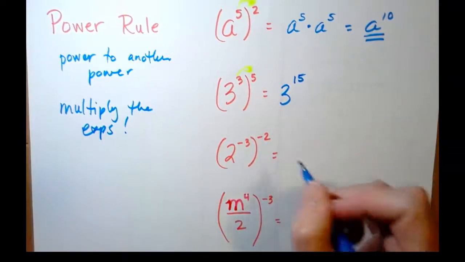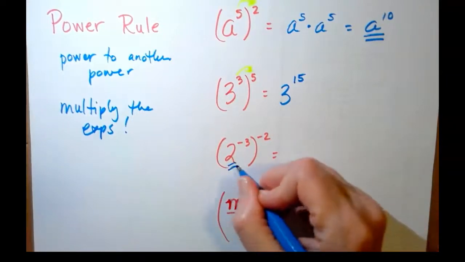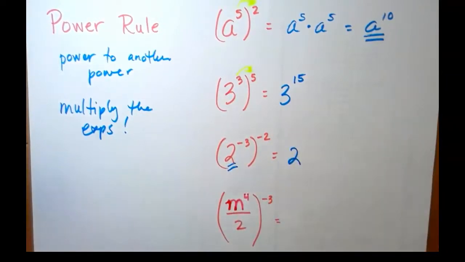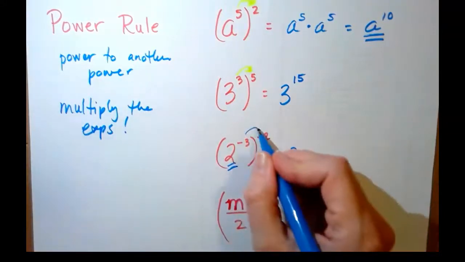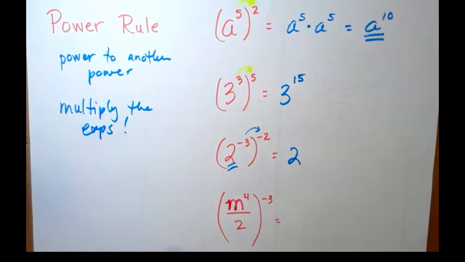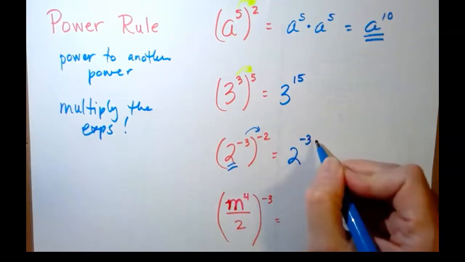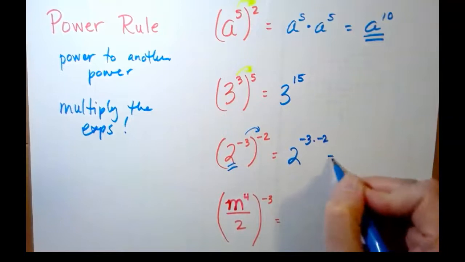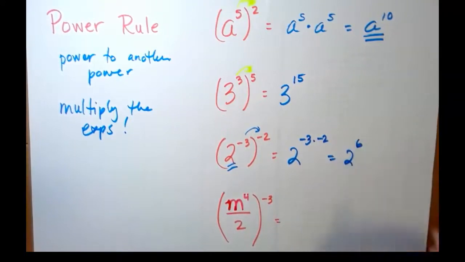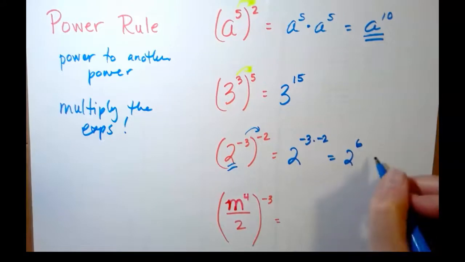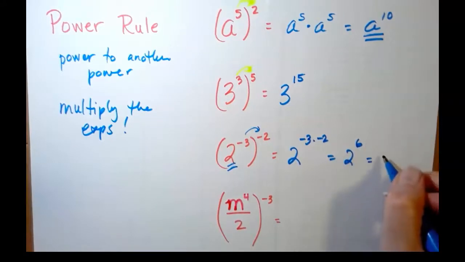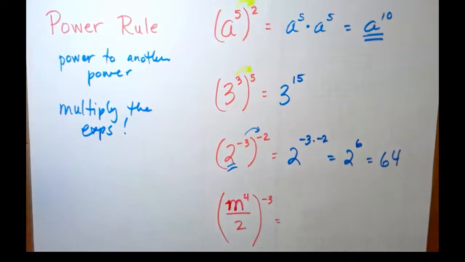Next, once again, the base stays the same. The base never changes. Power to power, multiply those exponents together. So if we multiply negative 3 times negative 2, we end up with a positive 6th power. Power to power, multiply. Follow the rules for multiplication. The base never changes. So 2 to the 6th is 64 if we reduce it.